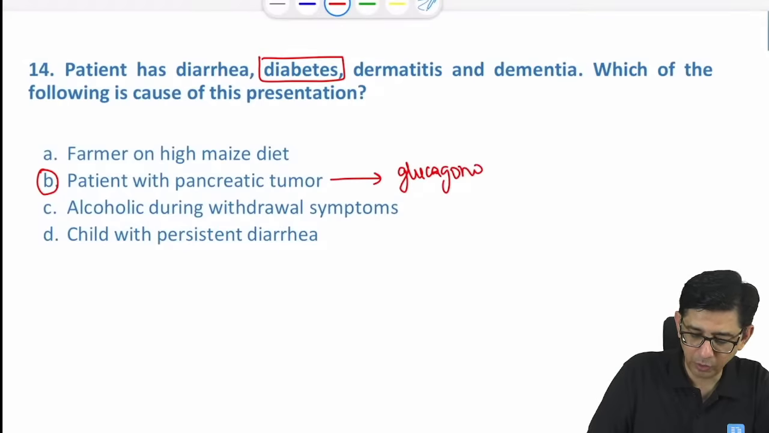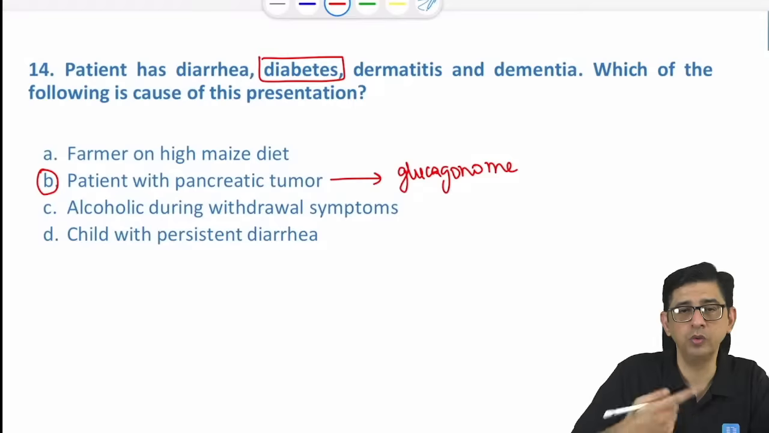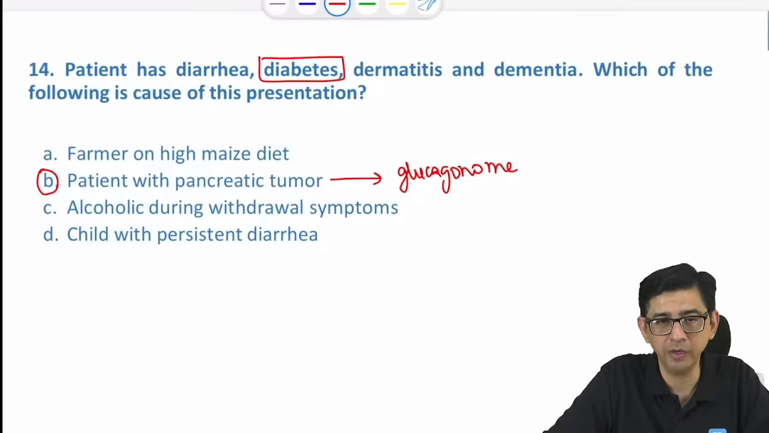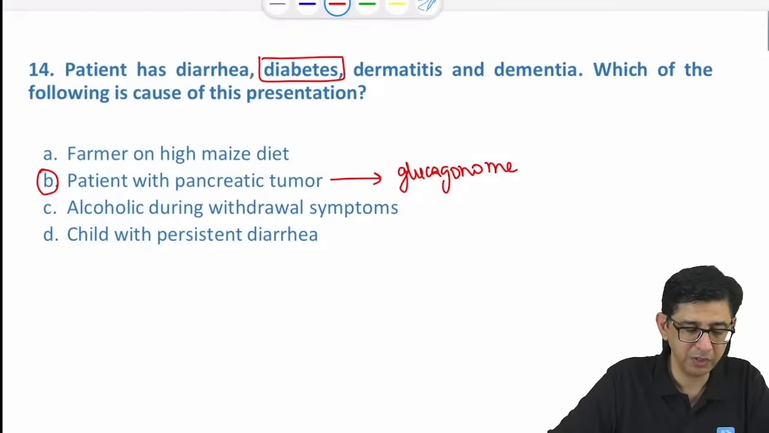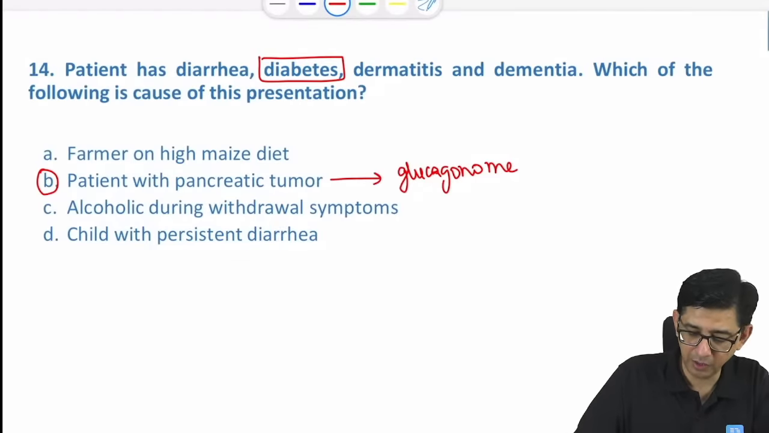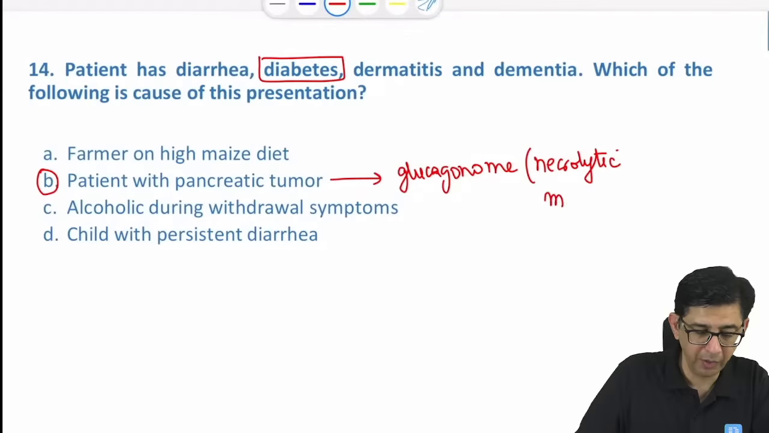Glucagonoma also has Ds which look like those of a patient on a maize diet, but the diabetes part had to be picked up in this particular case. Exactly, that is what I'm trying to say. And in fact, in your exam, the question was one step ahead, and he asked the skin manifestation of this patient. The skin manifestation of glucagonoma would be necrolytic migratory erythema.